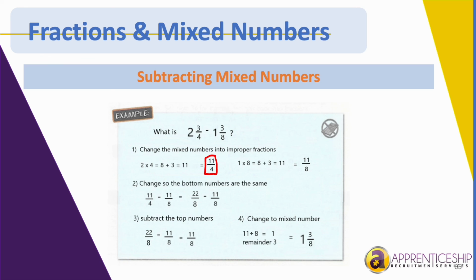So now we've got two improper fractions, but they've got different denominators. So now we need to convert this first one. So top multiplied by 2 and the bottom multiplied by 2 to get the eighths, which will be 22 over 8. Take away 11 over 8, which is going to be 11 over 8. And then we can change it back to a mixed number. So 11 divided by 8 is 1, remainder 3, so 3 over 8.